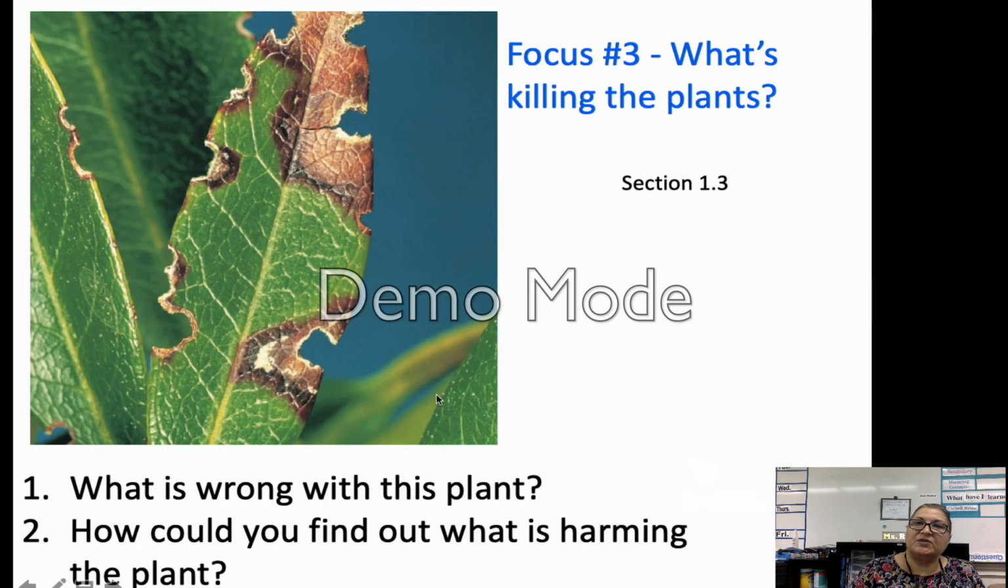The focus for today is, our first question is, what is wrong with this plant? Now it's brown, has some bites in it. So maybe there's an insect, attacked by an insect. How could you find out what is harming this plant? Now, if you observe it for a while, you might find that maybe it's too much sun, drying out. Maybe there's some specific fungi or insect feeding on it. Soil, maybe. Or maybe the water, lack of water.